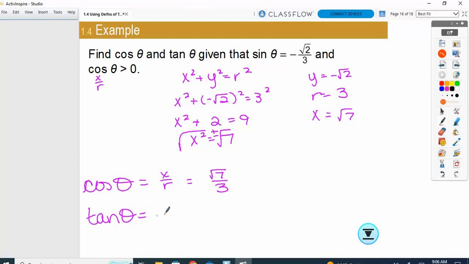Tangent, y over x, would be negative radical 2 over radical 7. And move the radical. So negative radical 14 over 7.